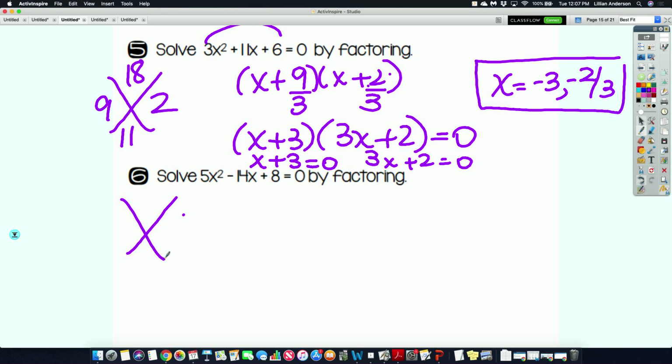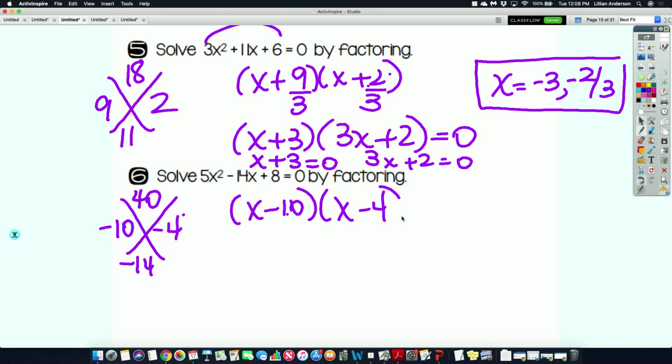Slide. What's my number? 40. And then you have to add them to equal what number? What were they? Negative 4, negative 10. Then I have to divide by 5. Does 10 divide by 5? Yes. So this gives me x minus 2. This one, bottoms up.